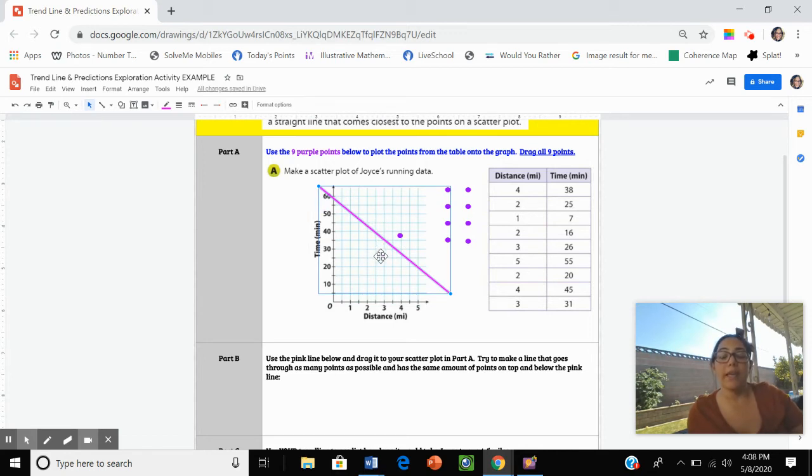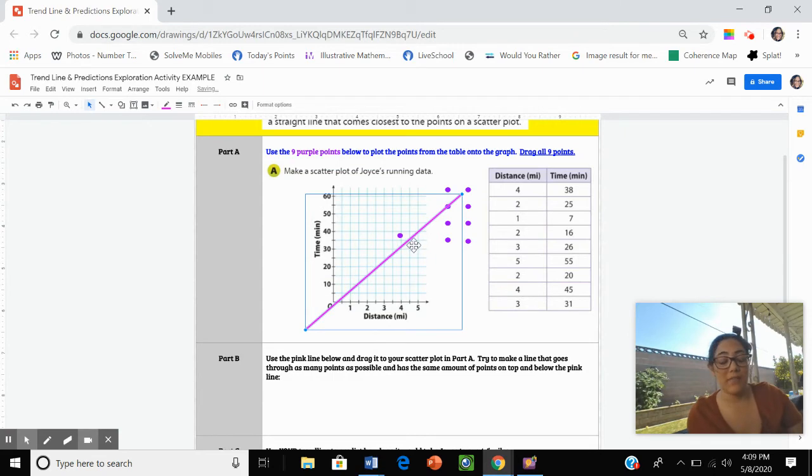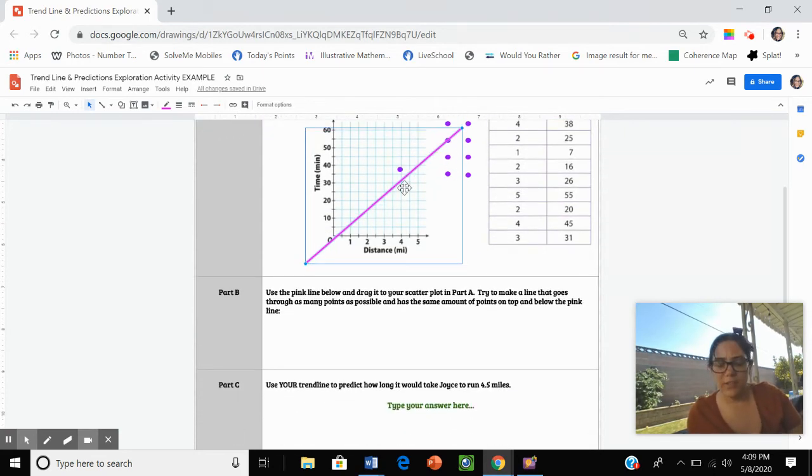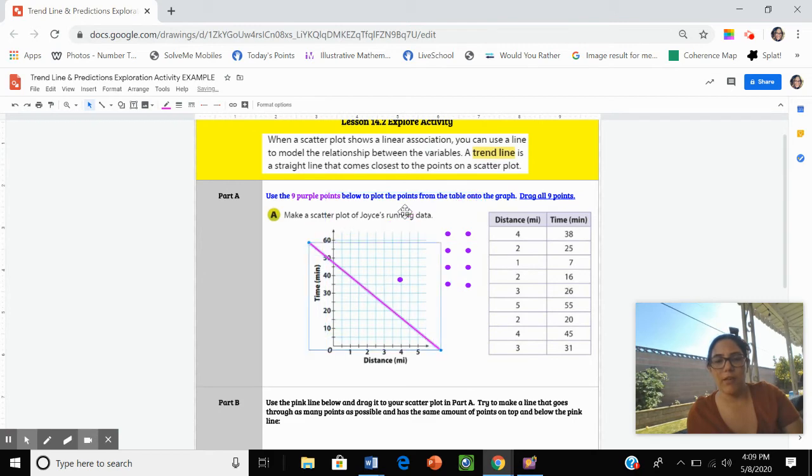The goal is to go through as many of the points as you can and to have a little bit above and below, but you want an equal amount. So if the line's going through 3 points, you want to have 3 points above and 3 points below. It's got to look like equal above and below. If you feel like your trend line is more positive in slope, going upwards from left to right, you can drag this line wherever you think it's the best fit. It's called a line of best fit. That's not the answers, just to clarify that for you.